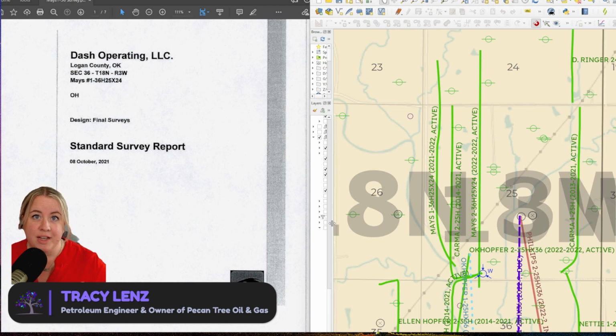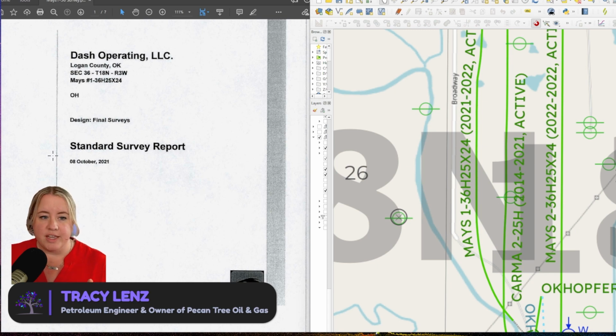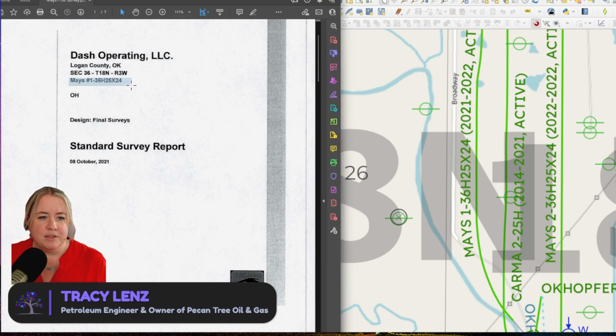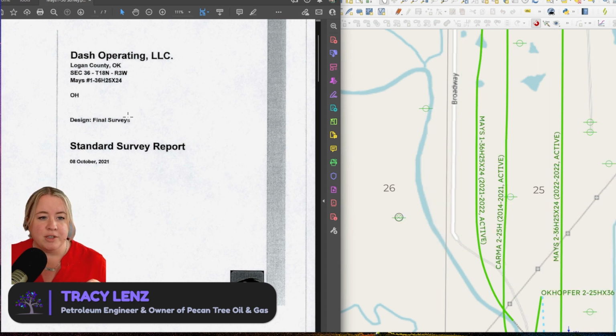I had a question come through on how to read these type of survey reports that you might come across. And they are a little tricky at first if you don't know what you're looking at, but they're not as complicated as it seems. So I have this survey open for the MAYS 136H2524. This is in Logan County, Oklahoma.